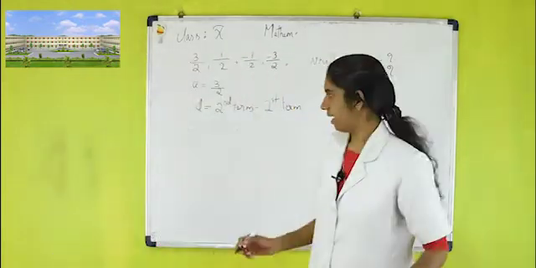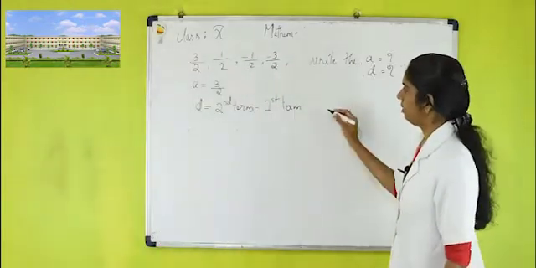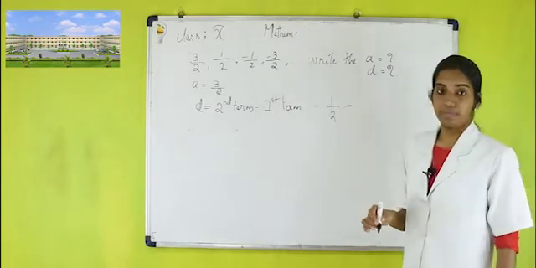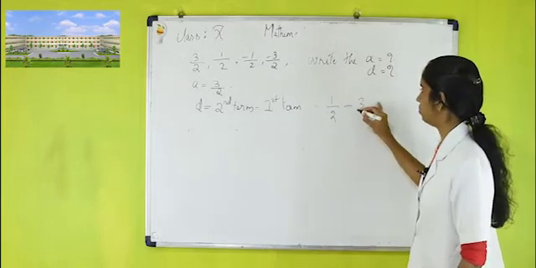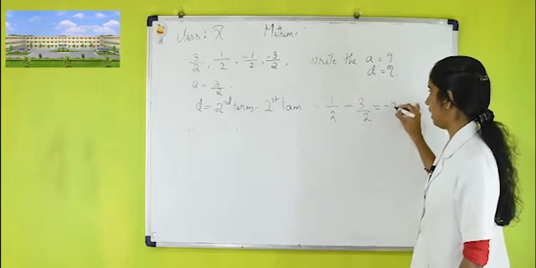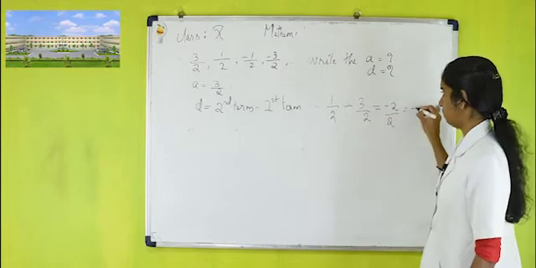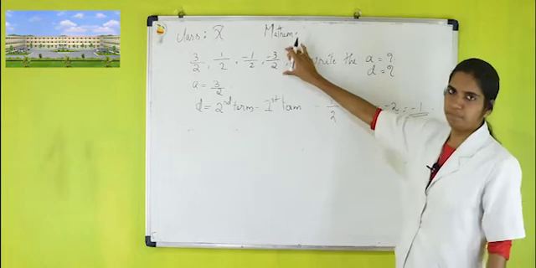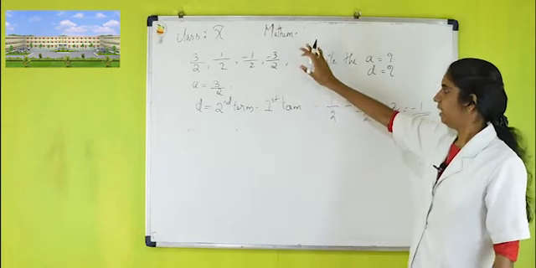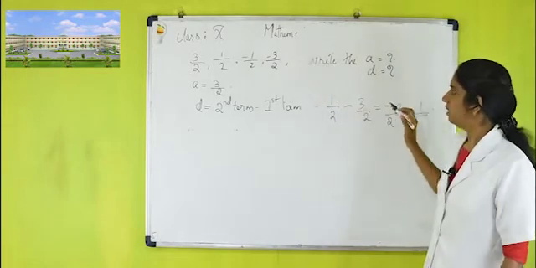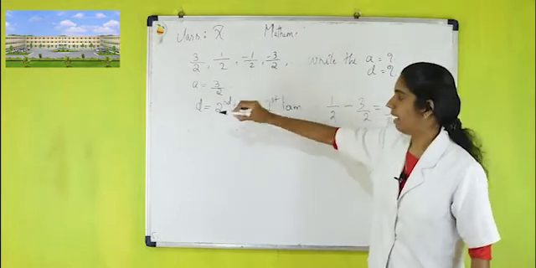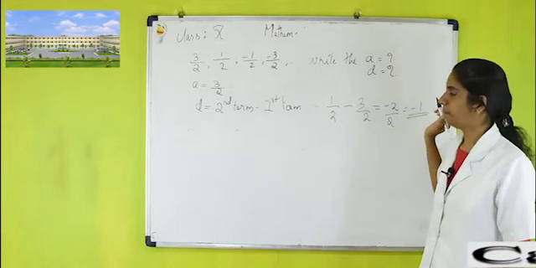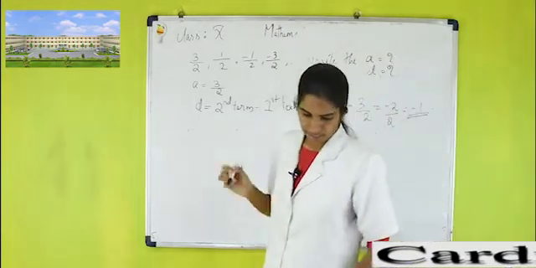Generally we write the second term minus the first term. Here the second term is 1 by 2, so 1 by 2 minus the first term, 3 by 2, becomes minus 2 by 2, which is equal to minus 1. So in this AP, the first term is 3 by 2 and the common difference D is minus 1. And we have to consider the next one.